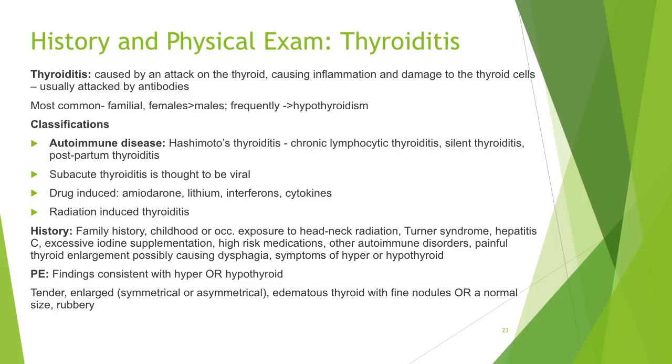When we get a history and physical on these patients, there may be a strong family history of thyroiditis or Hashimoto's. They could also have Turner syndrome. Patients with Hep C are also at risk. When we do our exam, these findings are very consistent with hyper or hypothyroid because, again, the thyroid itself has been attacked. They can have a tender, symmetrical or asymmetrical nodule, or the gland itself can be asymmetrical. It can be edematous.